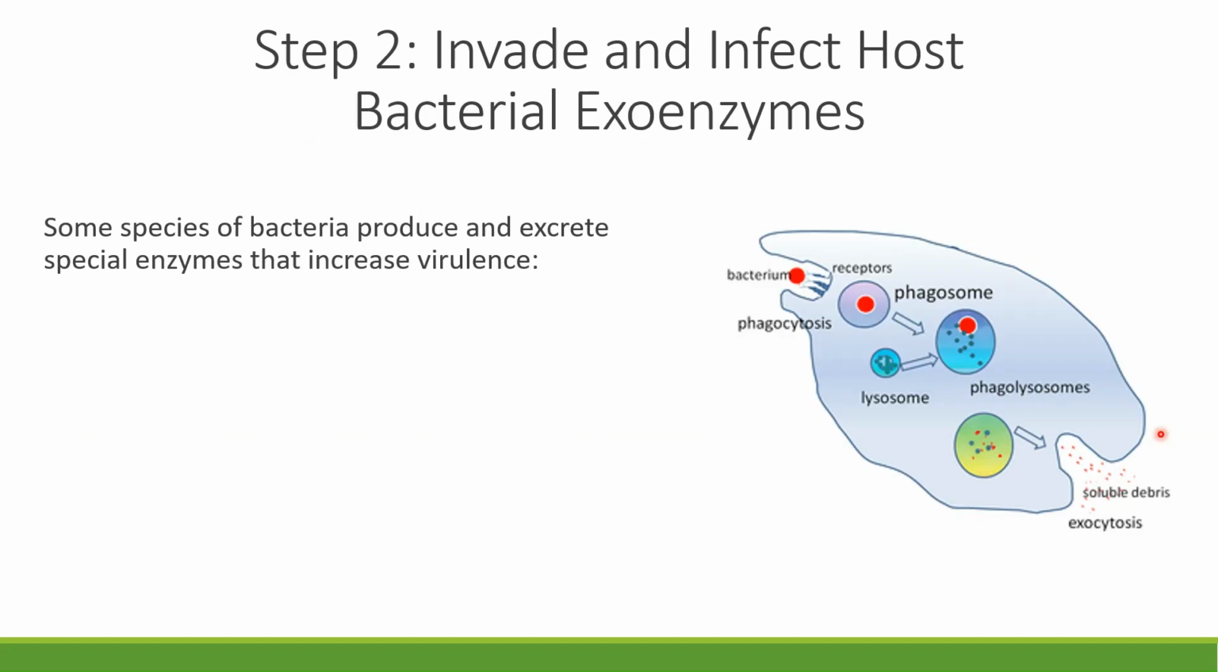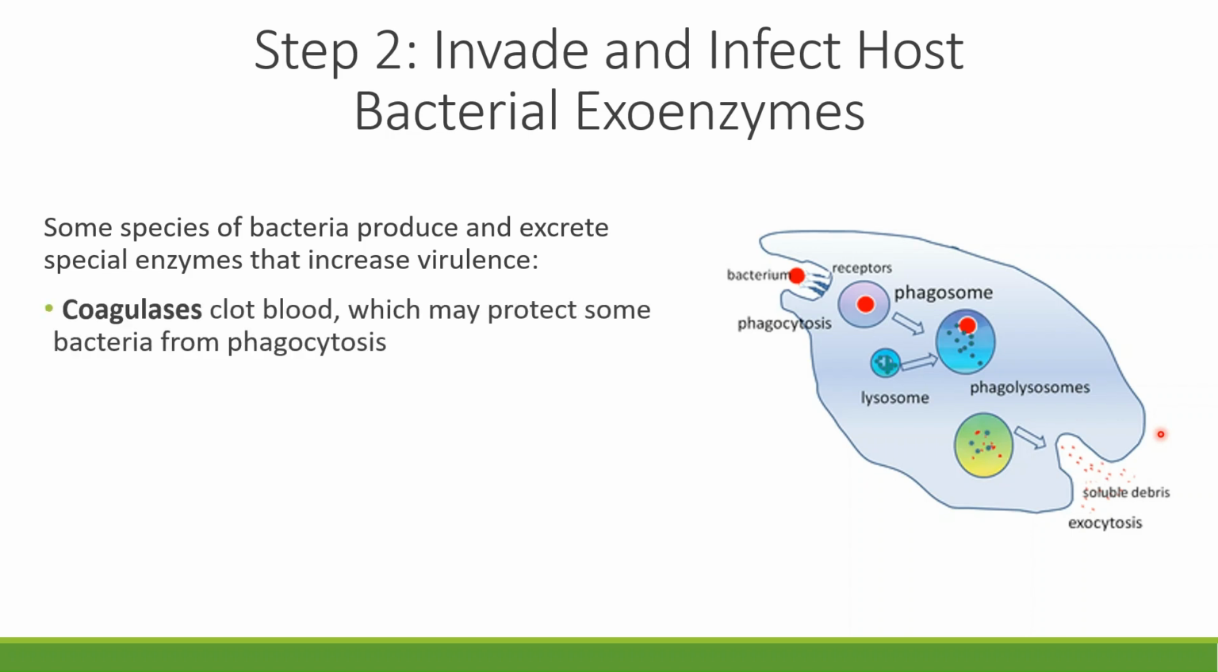Several bacteria produce something called exoenzymes that aid in invasion. Enzymes, again, are protein catalysts that help speed up reactions. And the prefix exo just means that they release these, or they exit the cell, and so they're found outside of the cell. There are many of these that bacterium use in order to assist in their infection.